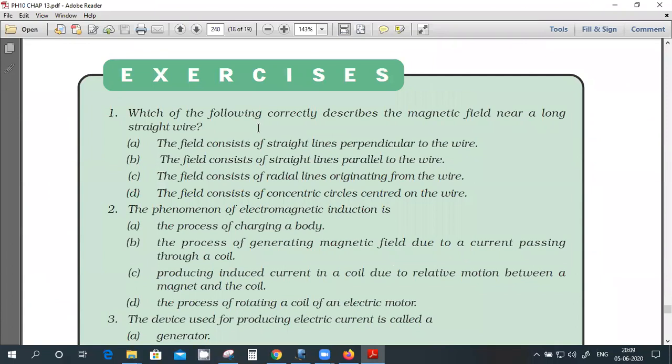Okay, let's try to do this one. Which of the following correctly describes the magnetic field near a long straight wire? So the direction of magnetic field and the current is given by which rule? It's a long straight wire. So that is given by the right hand thumb rule. So what is the direction of thumb? For the straight line, the thumb would be the current. So which of the options is correct? It would be D, concentric circles. And whether it's clockwise or anti-clockwise, that will be given by this thumb rule. Yes.